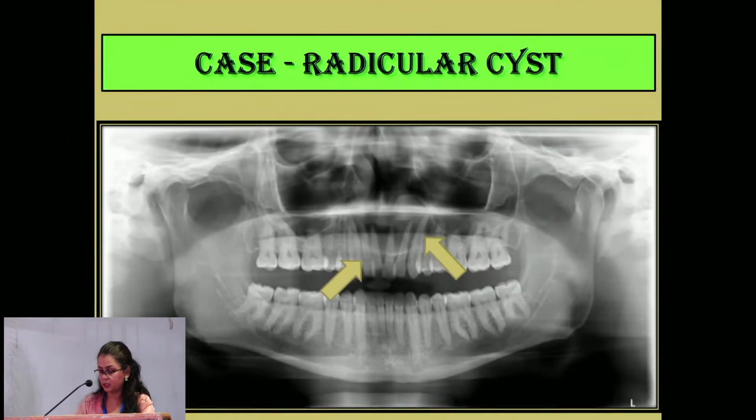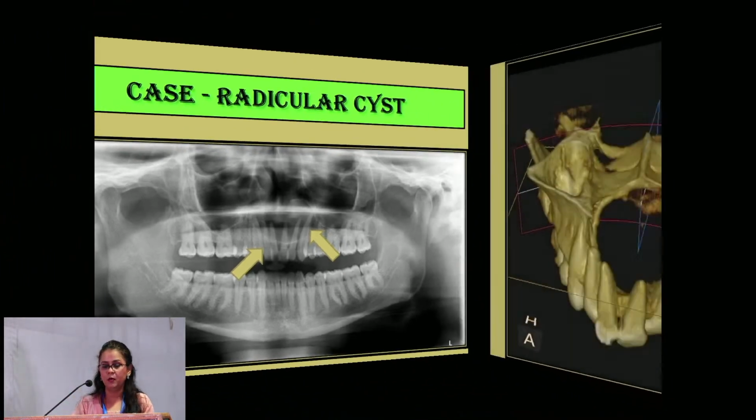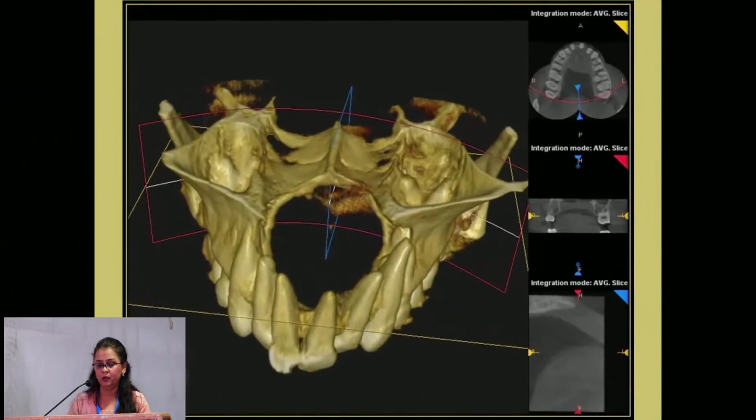A radicular cyst that you see here, a periapical radiolucency with a thin sclerotic border. You are not able to visualize whether there is a nasal floor involvement. But when you see the 3D, you see a hole in the anterior maxillary region. So see the amount of destruction that is present here.